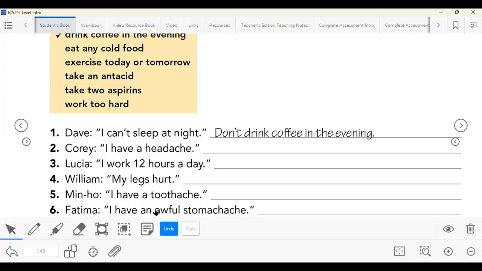Yeah, don't eat any cold food. Okay, there you are. Better, right? More specific. Don't eat any cold food because you have a toothache. Okay, that is more specific. And the last, I have one. Well, read it, please, Mr. Rivera. That is yours. Number 6.